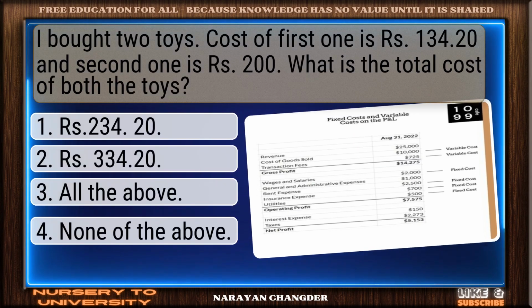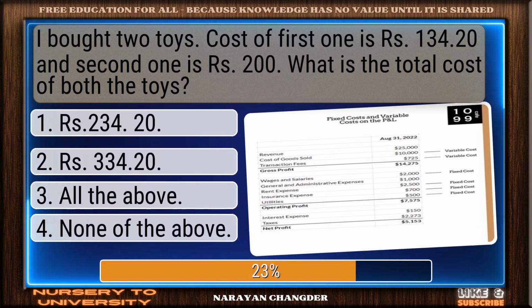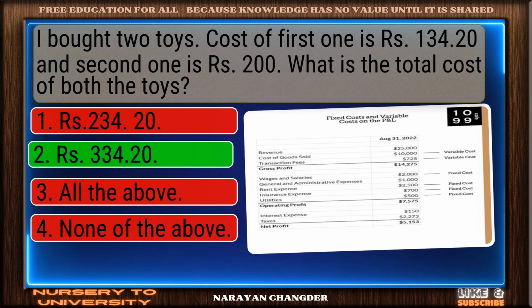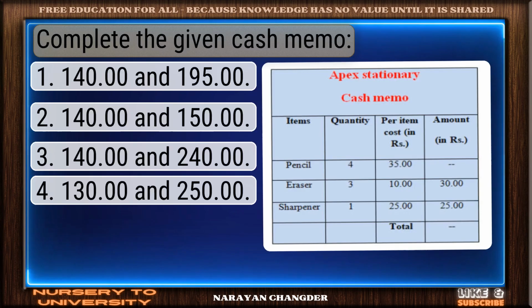I bought 2 toys. Cost of the first one is Rs 134.2 and the second one is Rs 200. What is the total cost of both the toys? Right again. Rs 334.20 is a valid answer.